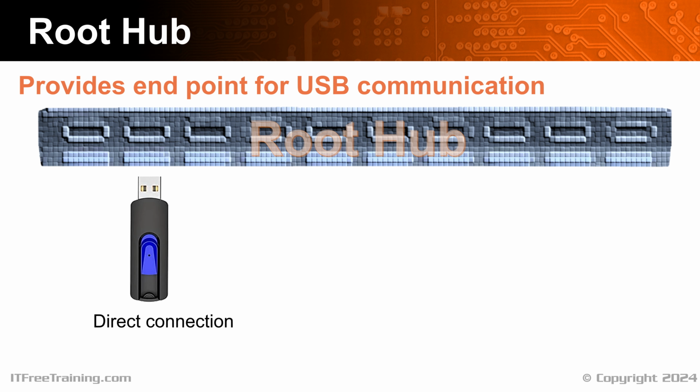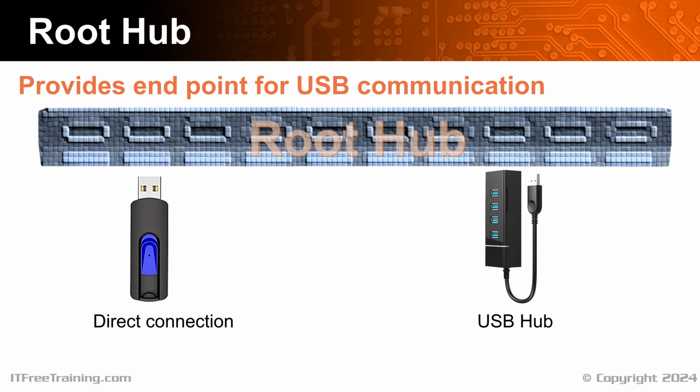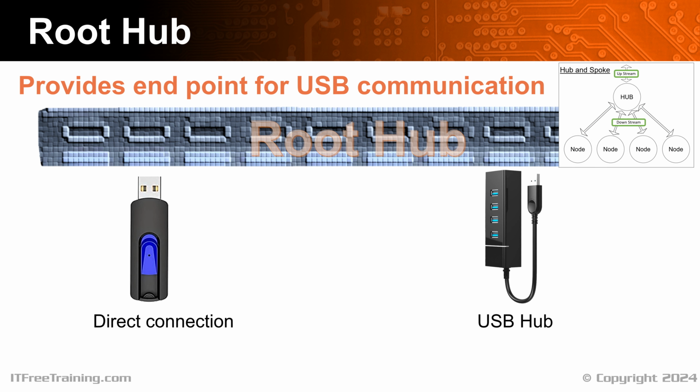When you plug in a device like a USB flash drive, this makes a direct connection to the root hub. USB uses a hub and spoke design. To understand how it works, let's consider that we plug a USB hub into the computer. A USB hub allows a single port to be split into multiple ports. In this example, 4 ports are available. Thus, when working with USB, hub and spoke refers to a single uplink port and up to 4 downlink ports.